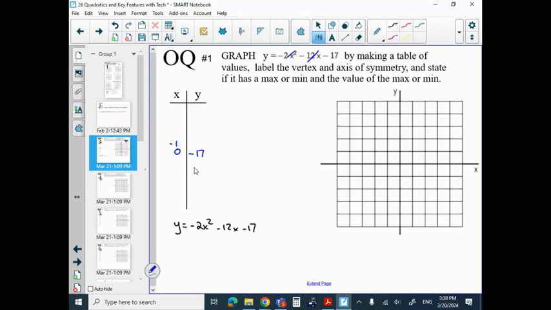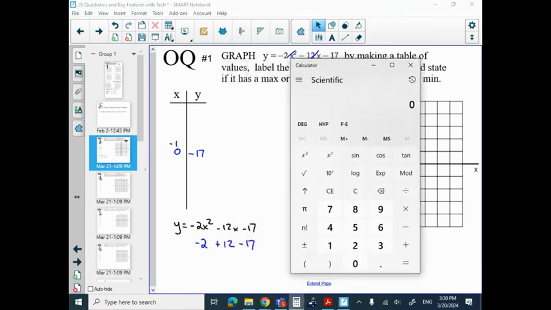So if I'm putting in a negative 1, I'm going to have a negative 2 times a 1 from squaring the negative 1. So I'm going to have a negative 2. I'm going to have a negative 1 times a negative 12. So I'm going to have a plus 12. And I'm going to have a minus 17. So that gives me, I might as well just use a calculator to give the brain a break here. So we've got our negative 2 plus a 12 minus a 17. So negative 7.